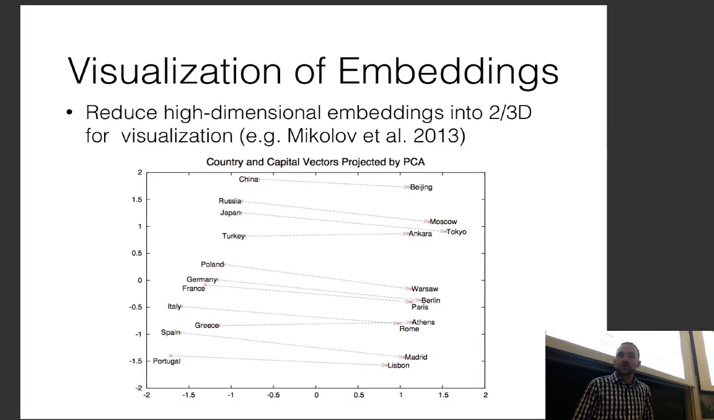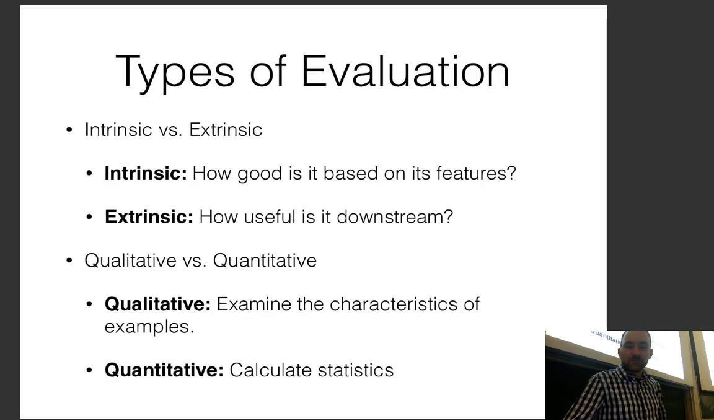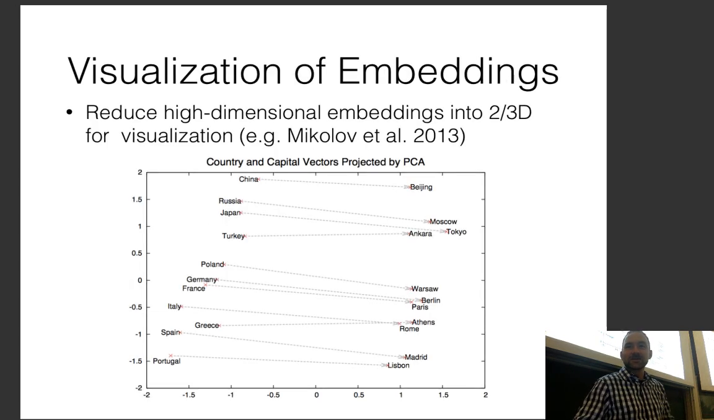So the first thing you can do is visualization of embeddings. You reduce the high dimensional space into 2 or 3D spaces for visualization. This is an example of word embeddings projected by PCA onto a two-dimensional space, which was just to show that there's a consistent vector between China and Beijing, Russia and Moscow, Japan and Tokyo, et cetera. So if you go back to this categorization, what kind of evaluation method would this be? Intrinsic and qualitative, yeah, because there's no way we can actually calculate a number for this. We just look at it and say, hey, pretty.